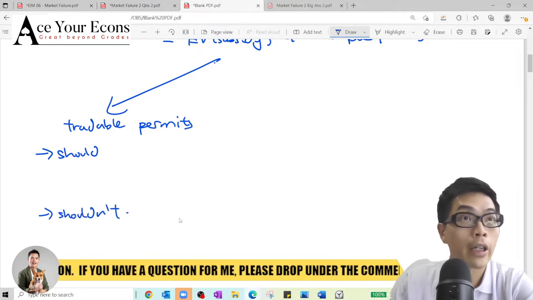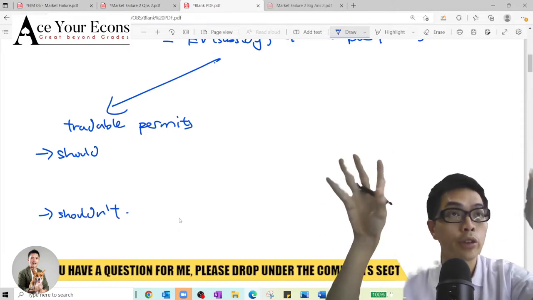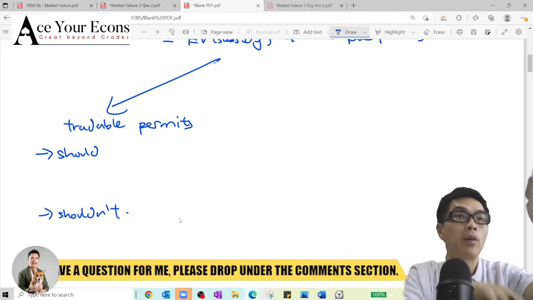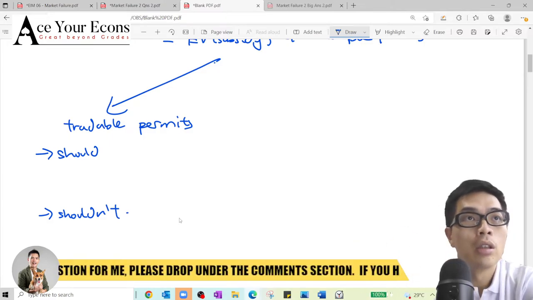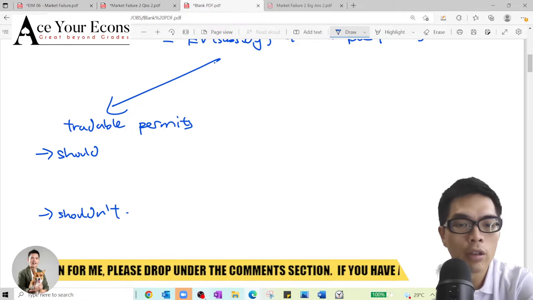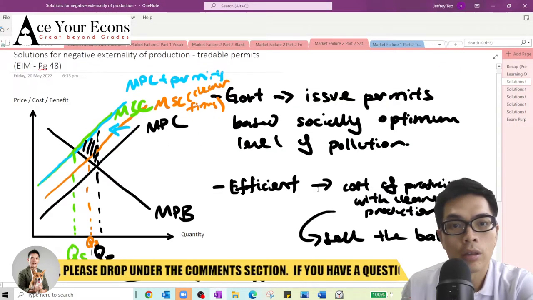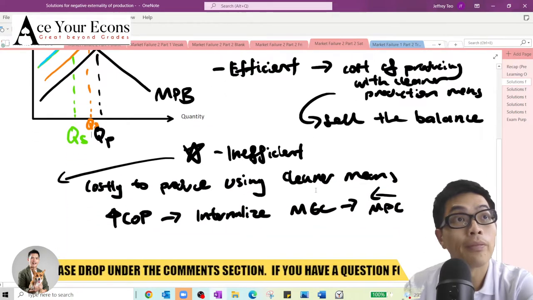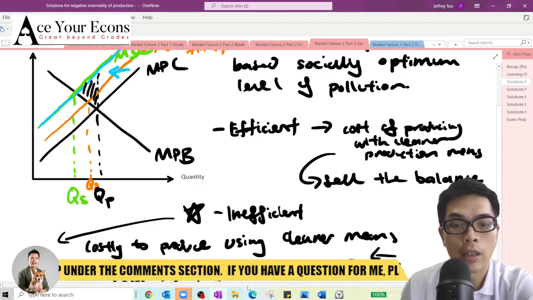So this is how I recommend. I don't recommend breaking it down to should and shouldn't, and then you put in the policies. It's a different way of categorizing. So tradable permits is going to work out as roughly what I've mentioned earlier on. Remember all this? You're going to explain this later on.